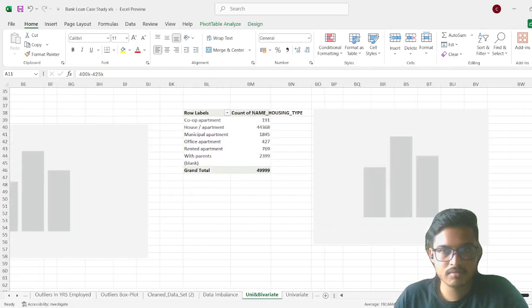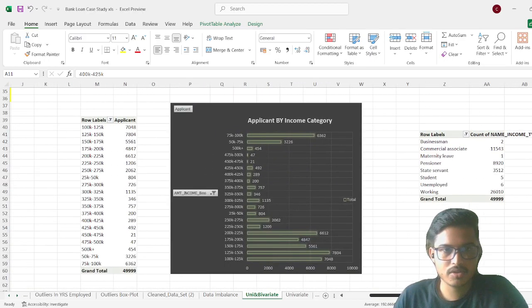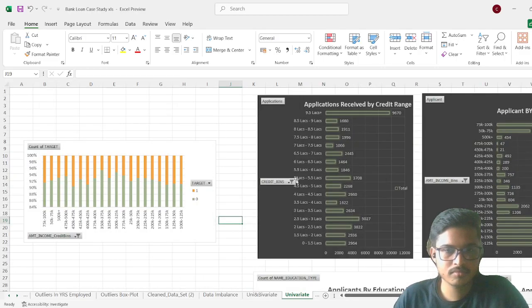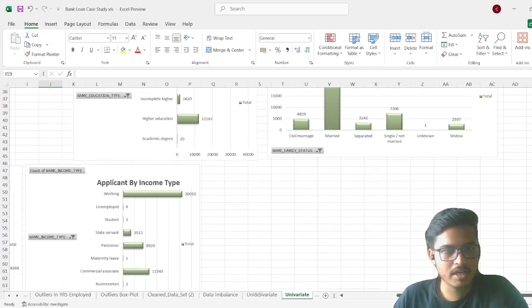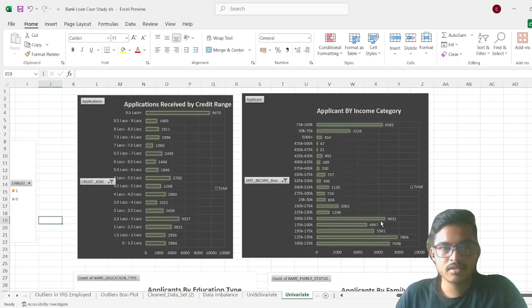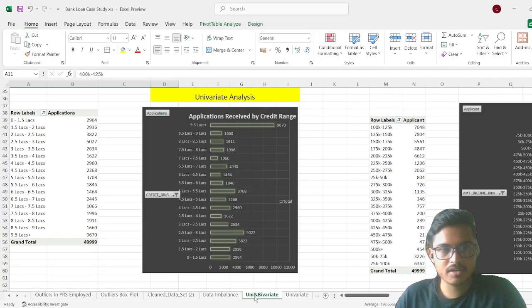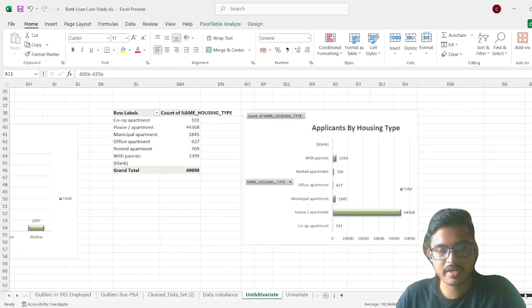Again, these are still loading. We can take it here: applicants by education type, applicants by family type, applicants by income type. Again, it takes a lot of hard work to build these kinds of charts, but ultimately we are getting a lot of experience from this. I ultimately enjoyed whatever I did.